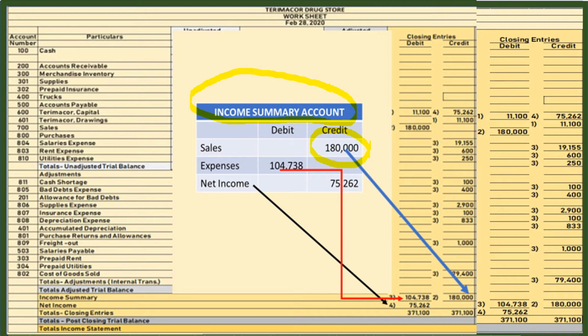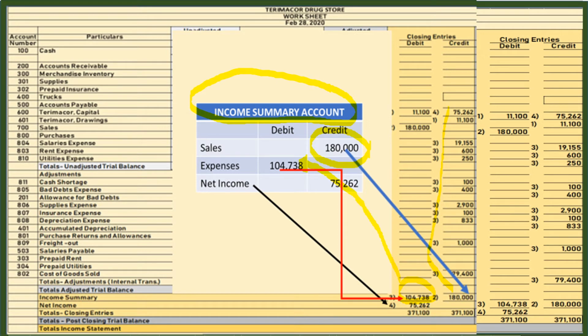debited. So the total of these expense items, which is 104,738, will be debited in the income summary account. It is debited in the individual expense account, but the total will be debited in the income summary account to make those individual debits zero.